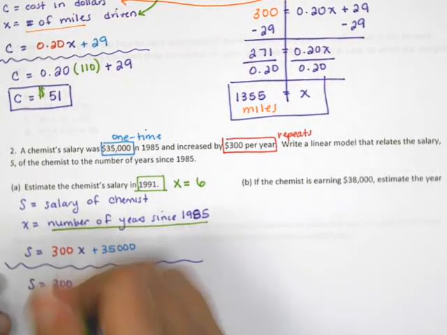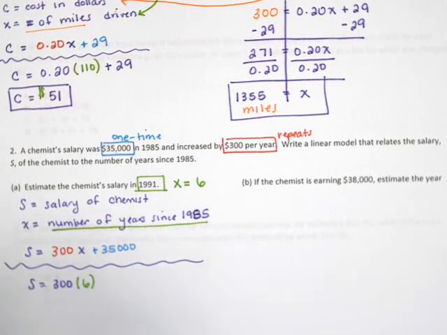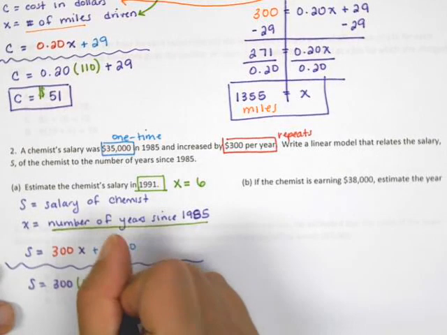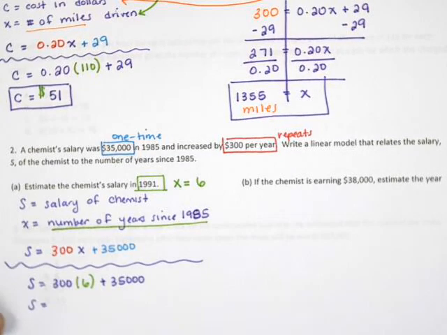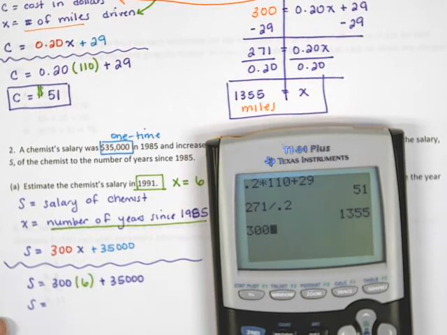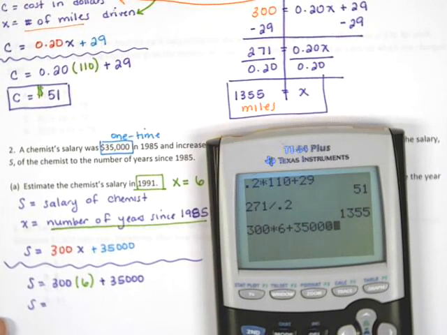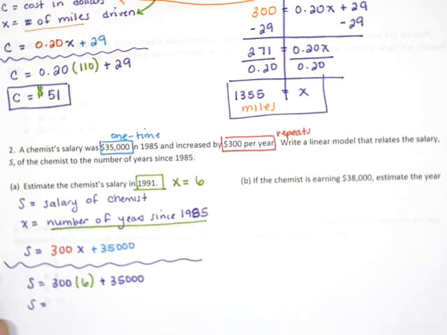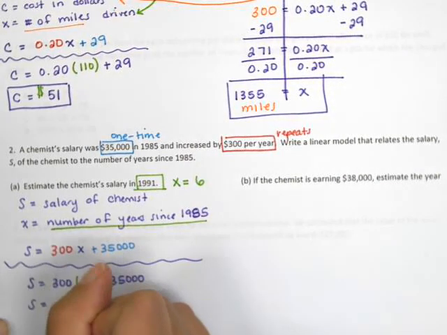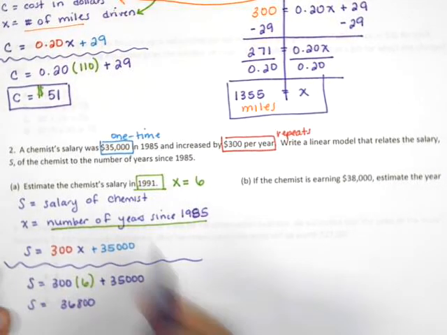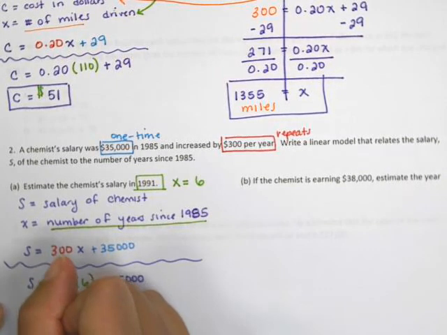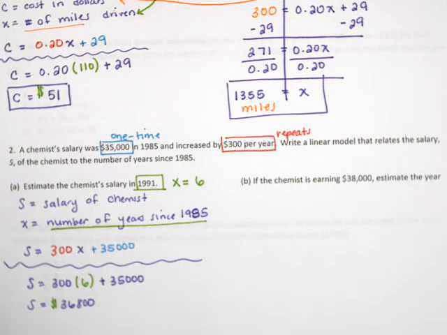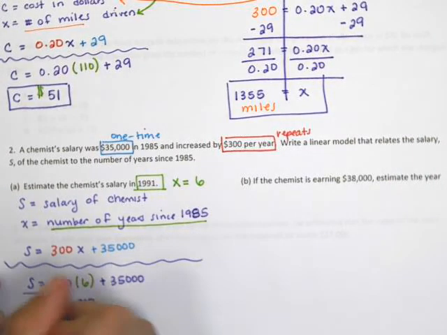So 300 times 6, because 6 is an x, plus 35,000. Then I'm going to simplify. So 300 times 6 plus 35,000 would give me 36,800. And if I look at what S stands for, S is the salary. So I would put a dollar sign here for how much money the chemist is making.